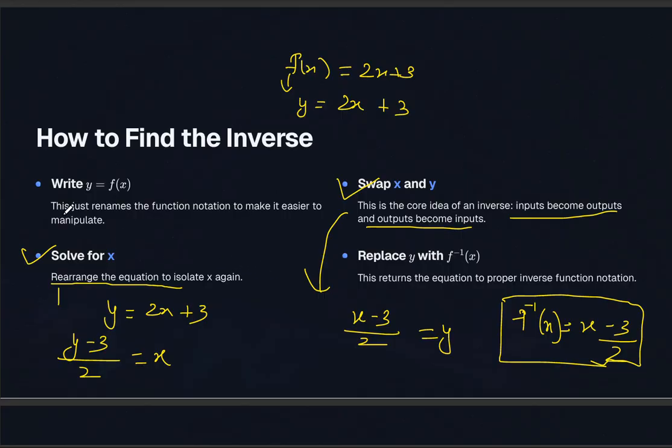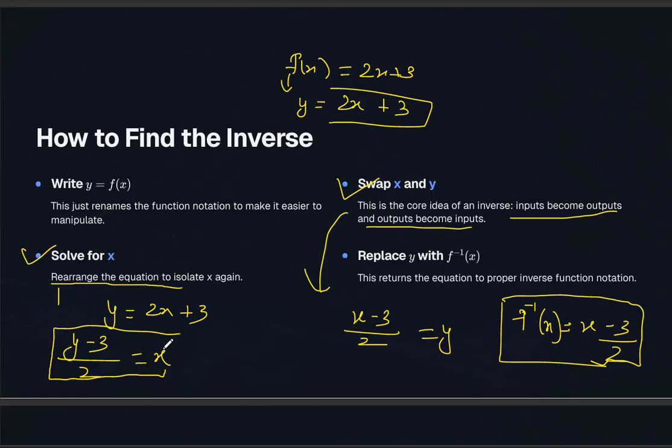Let me revise once. First, we have to write the equation in the form of y is equal to 2x plus 3, or whatever the equation is. We replace the function f(x) with y is equal to 2x plus 3. There is nothing more, it is just to make it easier to manipulate. Then we have to solve this equation for x. Once we solve this and get our expression in the form of x is equal to something, then we have to swap the values of x and y, and this is the main step.